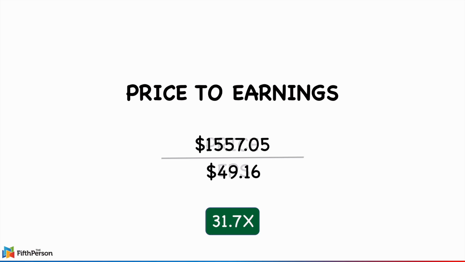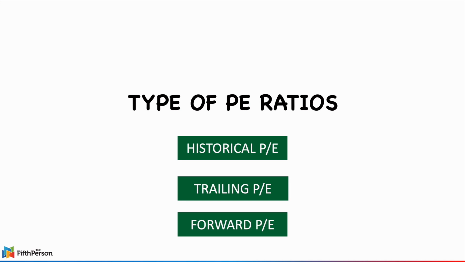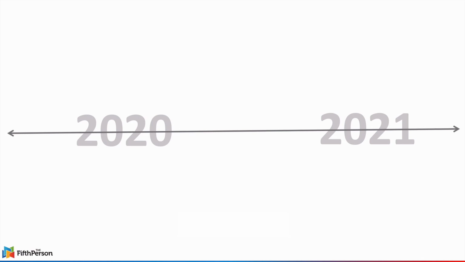So this is what we call the historical PE ratio. Basically there's a few types of PE ratio. There's three types. One we call the historical PE ratio, which I just showed you. Another one is called the trailing ratio, and another one is called the forward PE ratio. So how do you see what's the difference between the three PE ratios?